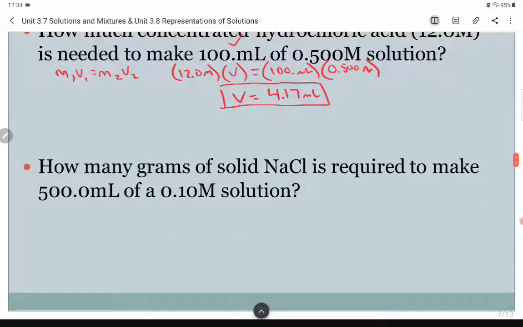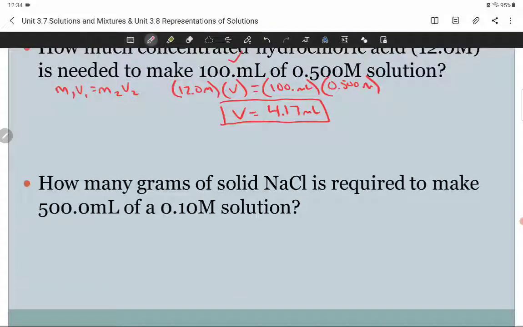How many grams are required? Okay, so go on the periodic table and find the molar mass. We had already done that with a previous question for sodium chloride. We were given a 0.1 molar solution, which means 0.1 moles of NaCl in 1 liter or 1,000 milliliters.